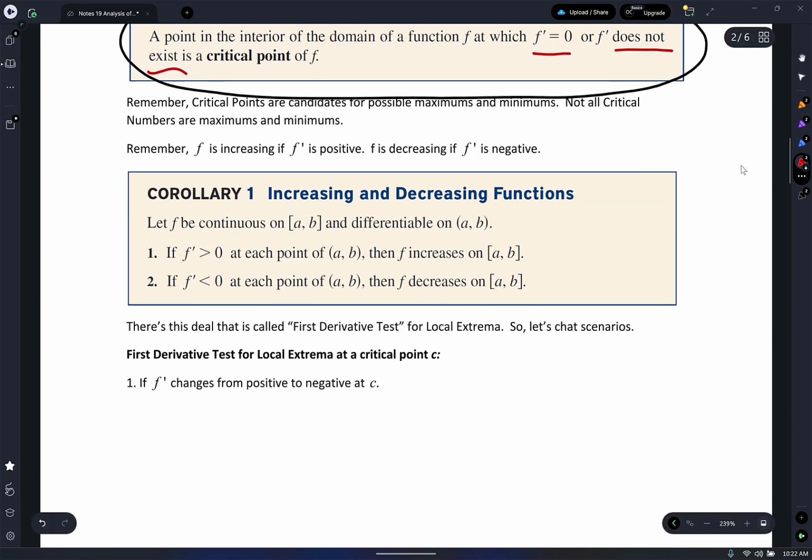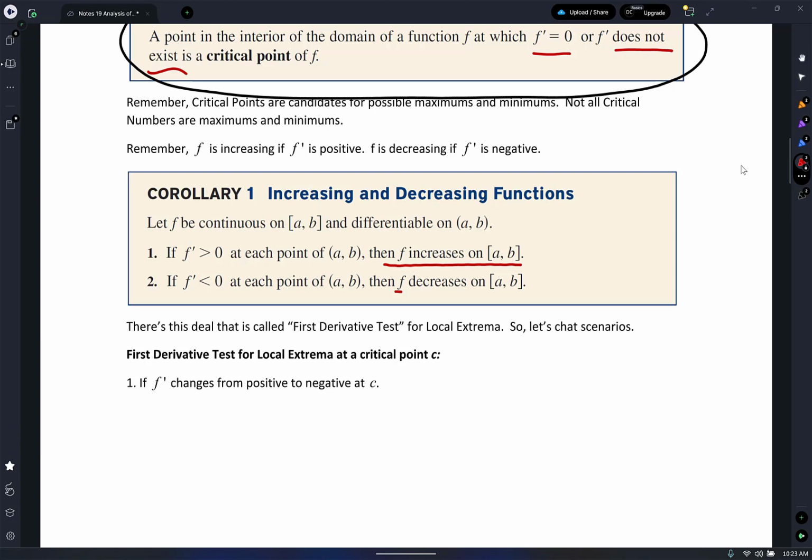And then relax. This just means, look, it says increasing or decreasing. F prime is greater than 0 at each point on (A, B). Notice that A to B has a parenthesis and not a bracket. Then F increases on (A, B). If F prime is less than 0 at each point between A and B, then F decreases on (A, B). So what did that mean?